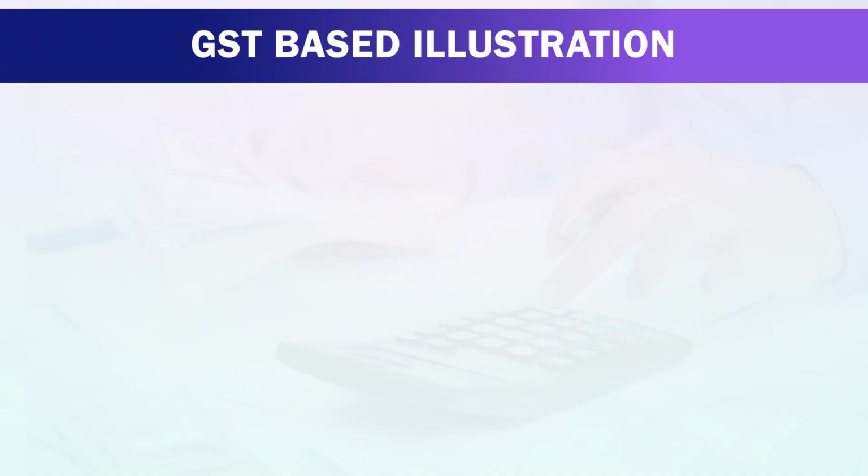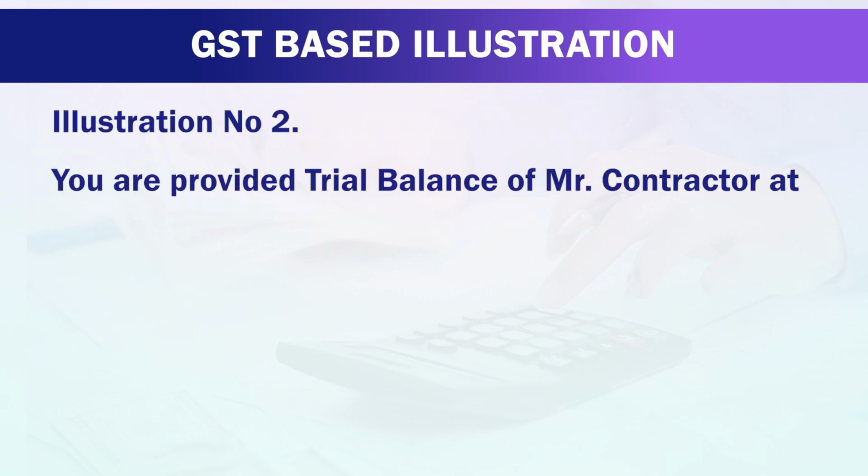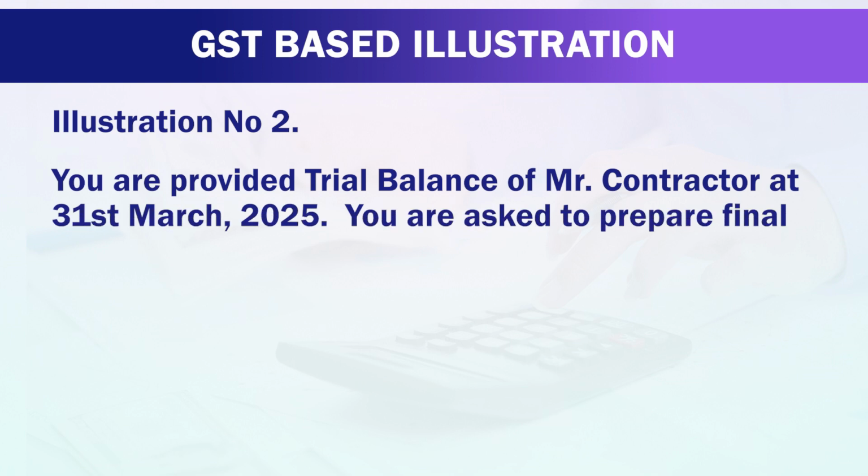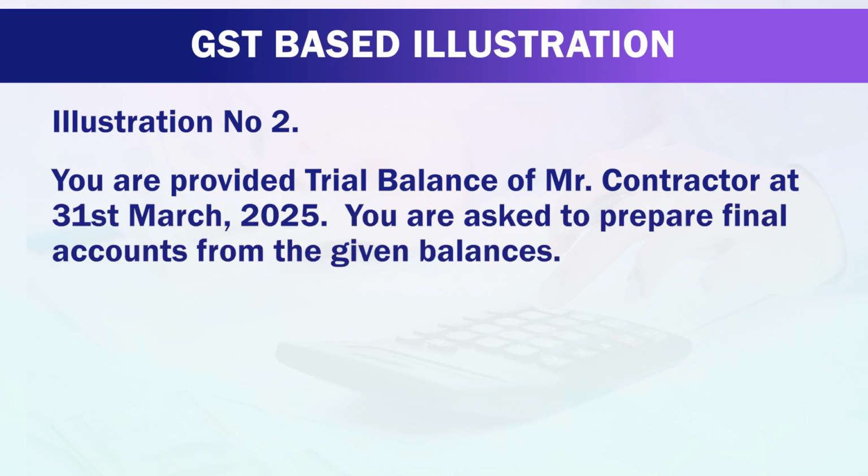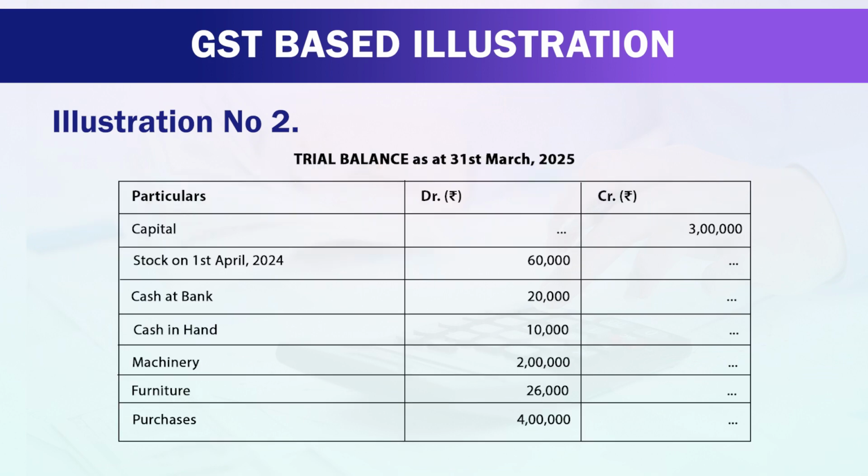Now friends, we will see a GST based illustration. We will see illustration number 2. You are provided the trial balance of Mr. Contractor at 31st March 2025. You are asked to prepare final accounts from the given balances. See friends, here capital is given to us of rupees 3 lakh. So, it would appear in the balance sheet on the liability side.